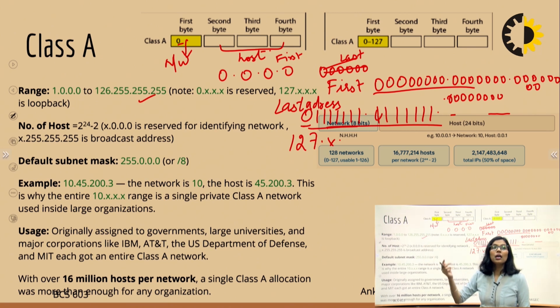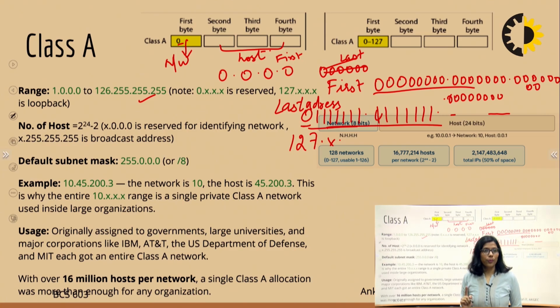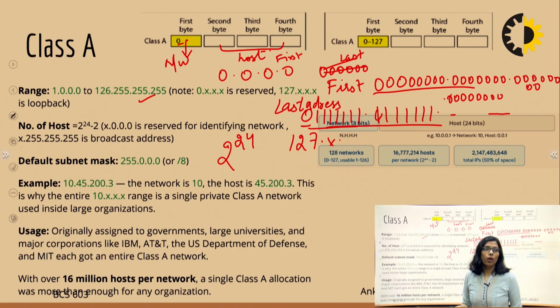Now for the number of hosts: since 3 bytes are depicting the host, 3 bytes means how many bits? That is 3 into 8, 24. So, the number of addresses possible is 2 raised to power 24. But since x.0.0.0 is reserved for identifying the network, the first address will represent the network and the last address will be the broadcast address. So, the number of hosts will be 2^24 minus 2. Alright. So, this is how we depict class A.